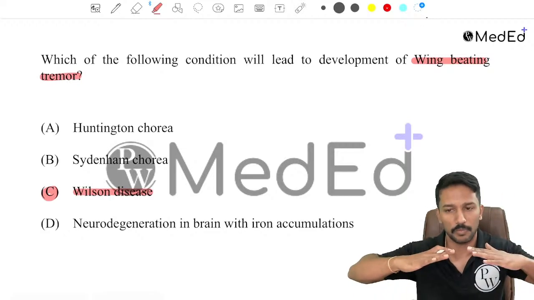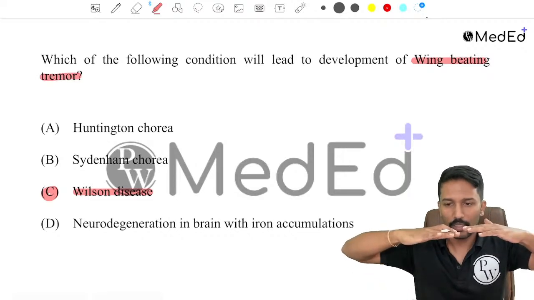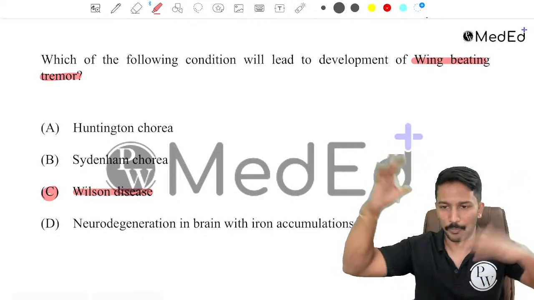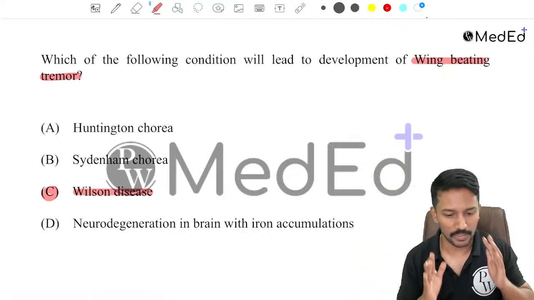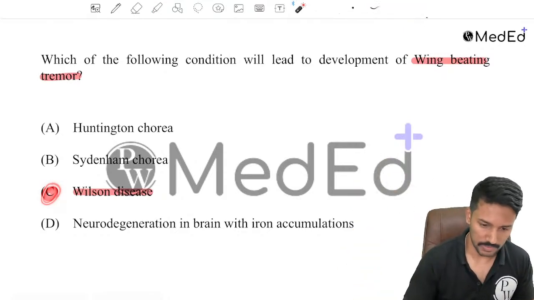You might have seen that patient video where, when we try to approximate his hands at the eye level, he will start moving his hands up and down like the beating of a bird's wings. That's what we call wing beating tremor, right? So that's a classical tremor of Wilson disease.